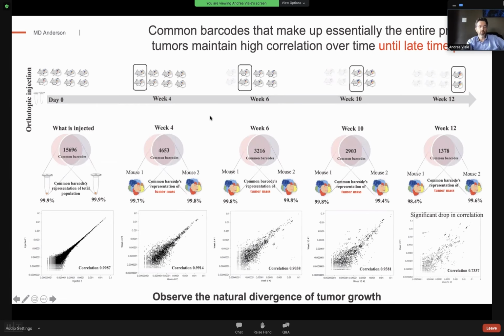So Alex in the group generated a cohort of CRT and then started to sample animals at different time points over 3 months. And he found that these tumors evolved over time, maintaining their correlation until late time points, when we have a drop. But still, what is interesting is that for each time point, when he was comparing the clones that were in common between tumors, he found that these clones were representing virtually the entire tumor mass.